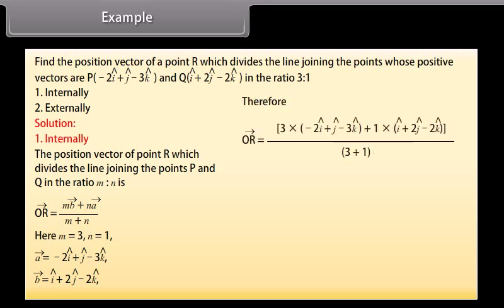Therefore, vector OR equals (3 into (minus 2 cap i plus cap j minus 3 cap k) plus 1 into (cap i plus 2 cap j minus 2 cap k)) by (3 plus 1) equals (minus 5 cap i plus 5 cap j minus 11 cap k) by 4, which is equal to minus 5 cap i by 4 plus 5 cap j by 4 minus 11 cap k by 4.